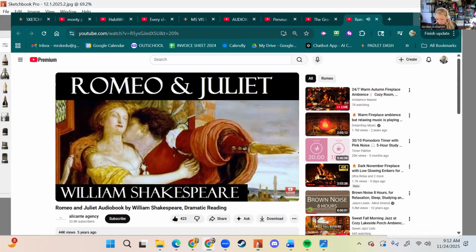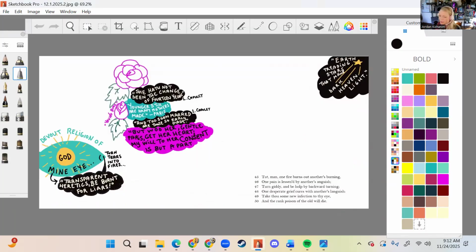I'll pay that doctrine, or else die in debt. That was Act 1, Scene 1. Scene 2. A street. Enter Capulet, Paris, and servant.